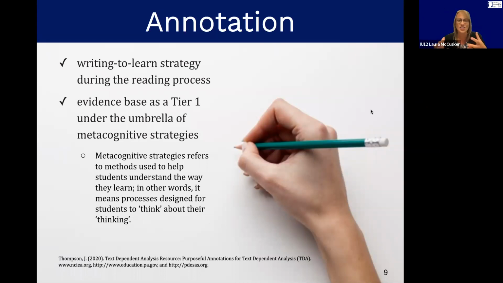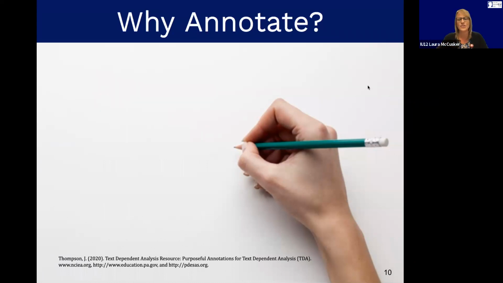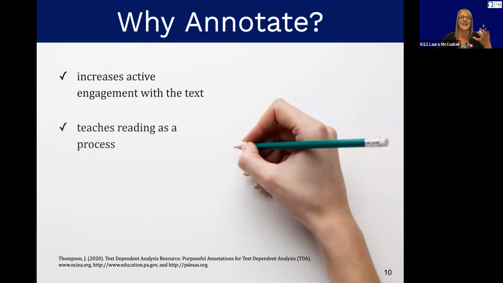So metacognition is where students are understanding the ways that they learn, and that it's a process to learn things as well. So it's really thinking about your thinking, and that's what annotation is. It's reading with a pencil, as Shanahan puts it. So why should we annotate at all, right? It increases active engagement with the text, and it teaches reading as that process, that metacognitive process, to make thinking visible.